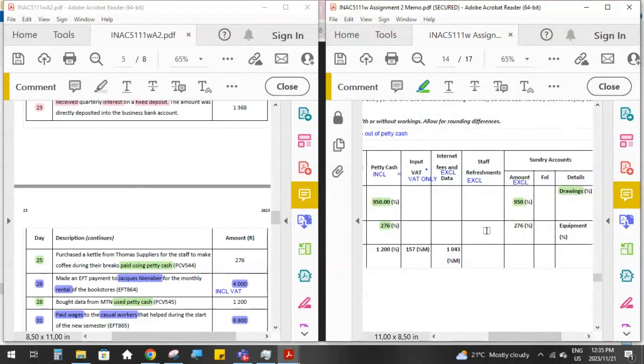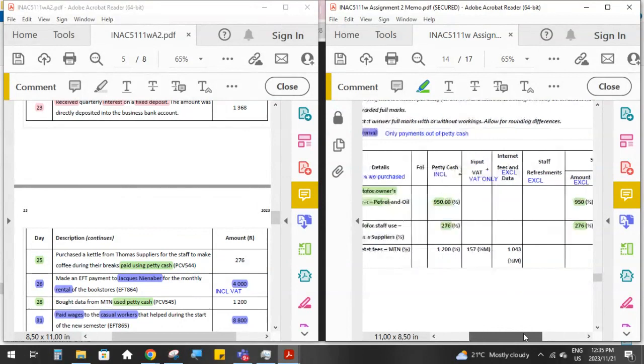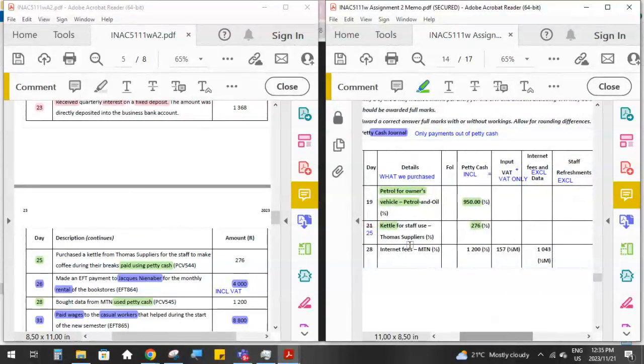So the full amount, and a kettle is not staff refreshments because we can't eat the kettle, although it's also maybe just a technical thing. What we've actually purchased is a piece of equipment or a fixed asset, or you could have put under details here kettle as well. That's also acceptable. And the full amount, 276, must go under the sundry accounts. So left-hand side of our equation, 276, right-hand side of our equation, 276. We're happy that our accounting equation will still balance after we've processed this petty cash journal into our general ledger.